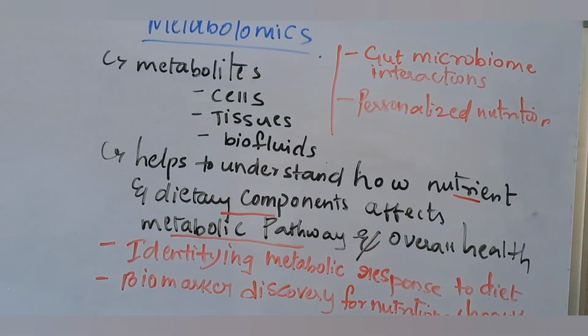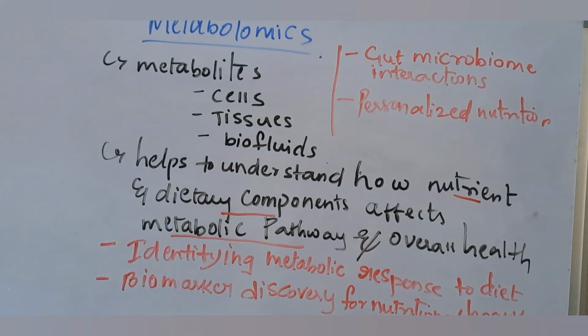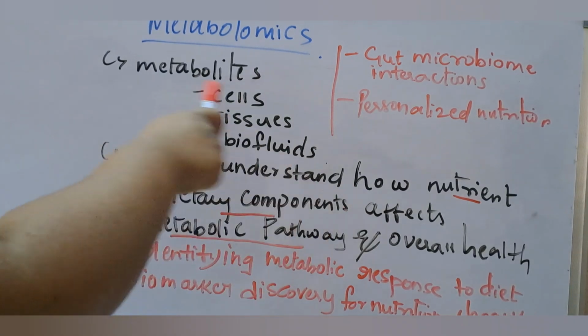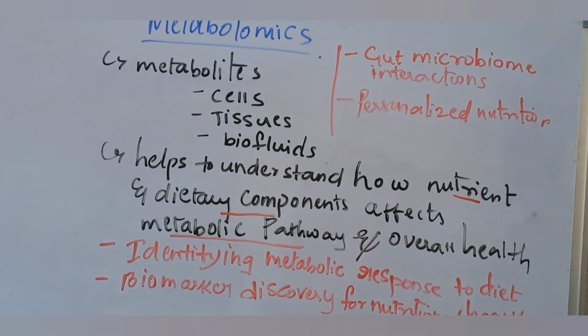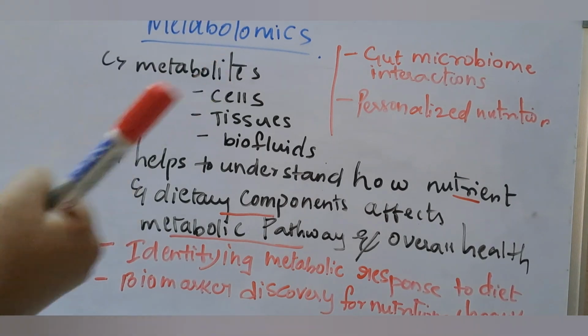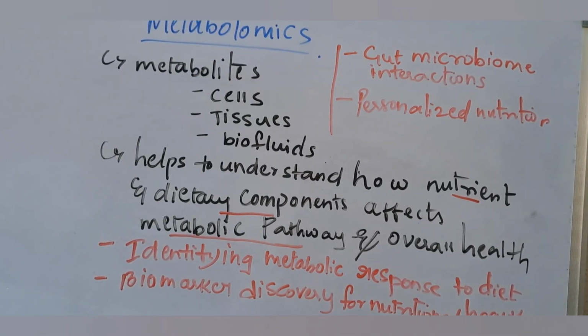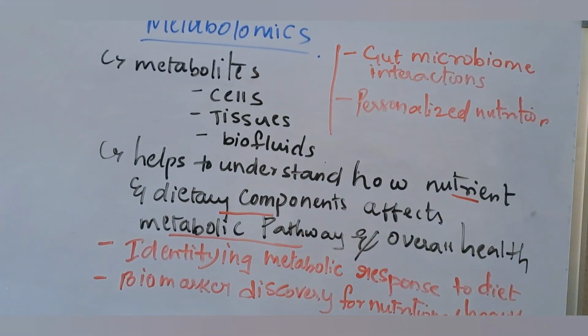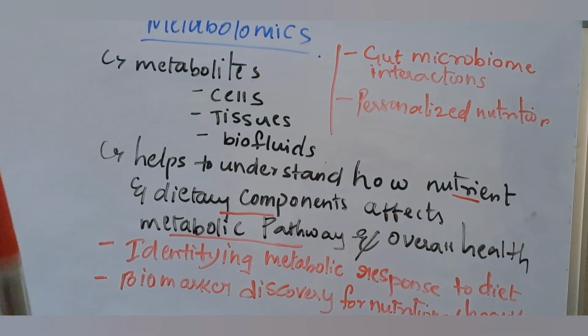We have glycolysis, lipid metabolism, oxidative stress, as I said in the proteomics, right? The same thing, the metabolic pathways will be the process in the metabolomics. So the entire metabolomics travels in the metabolic pathway. Okay, it also helps to understand the overall health of our body. Okay, so what is the role of metabolomics? So it identifies metabolic responses to the diet.